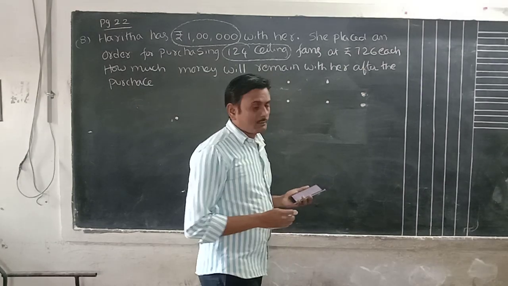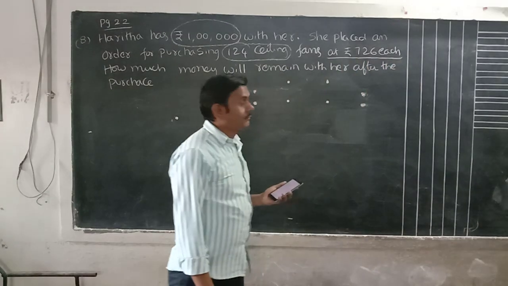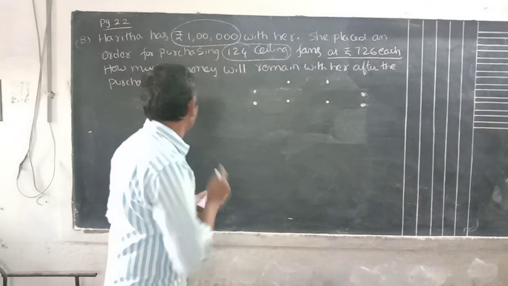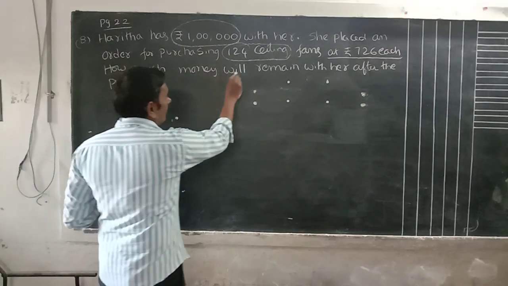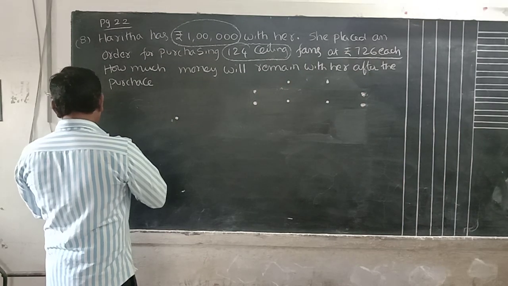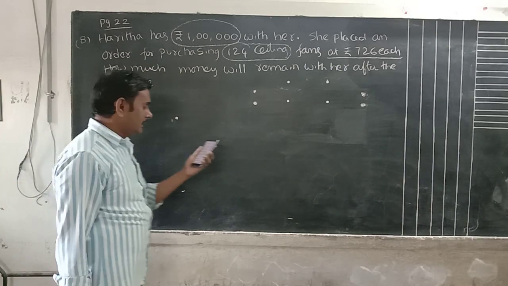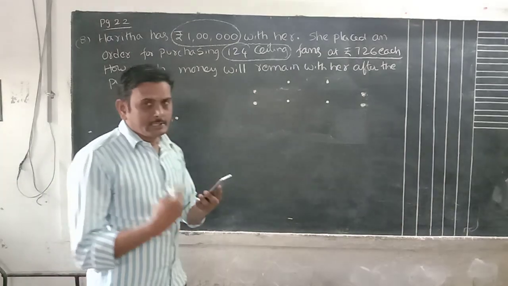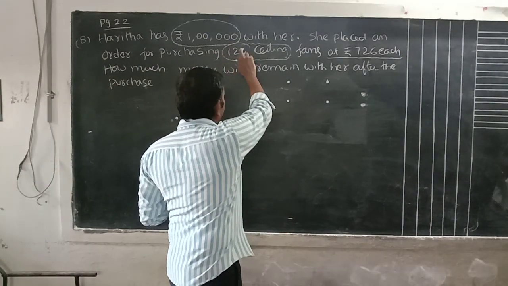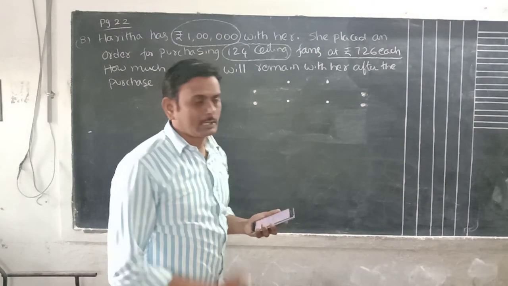What is the cost of each? 726 rupees each. How much money will remain with her after purchase? After completion of the purchase, after buying 124 ceiling fans, how much money will be remaining with her? We want to calculate.